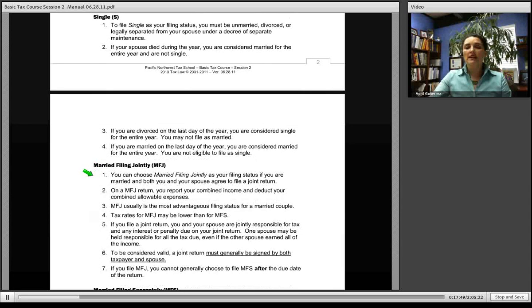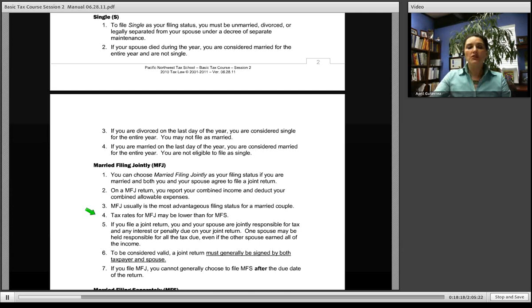Married filing jointly, or MFJ. You can choose married filing jointly as your filing status if you are married and both you and your spouse agree to file a joint return. On a married filing joint return, you report your combined income and deduct your combined allowable expenses. Married filing joint is usually the most advantageous filing status for a married couple. Tax rates for married filing jointly may be lower than for married filing separate.